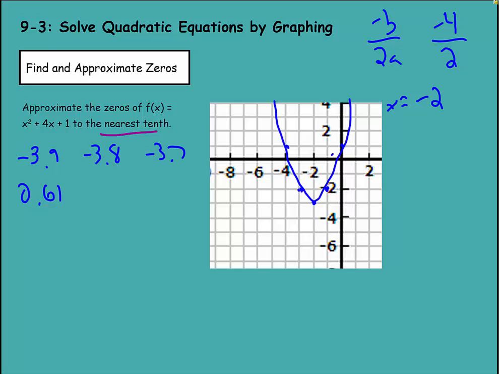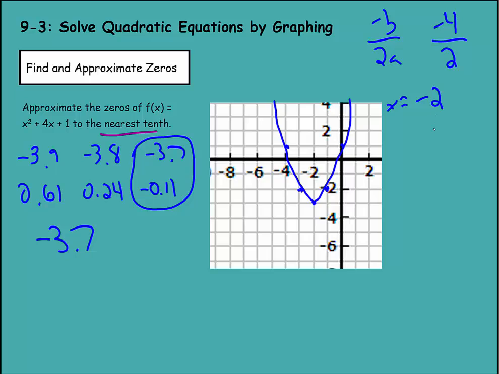When I plug in negative 3.8 into this equation, I get 0.24. So we're getting closer. Is this the closest one? I think we'll know after doing this one here. If I plug in negative 3.7 into this equation, that's negative 0.11. And we've crossed 0, so the next ones are going to keep getting bigger and bigger in the negatives. So which one's closer to 0? I would say the negative 3.7 is closer to 0. So my x value to the nearest tenth is going to be negative 3.7.